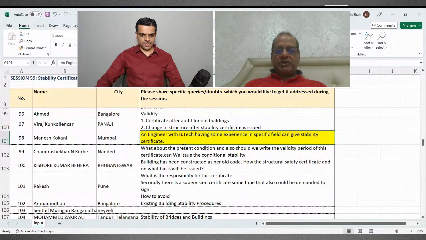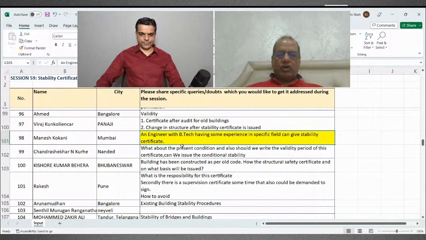Manish, an engineer with BTech having some experience. Yes, as per NBC, if you qualify, BTech with some experience, that span of experience is important. You qualify to be a structural engineer.